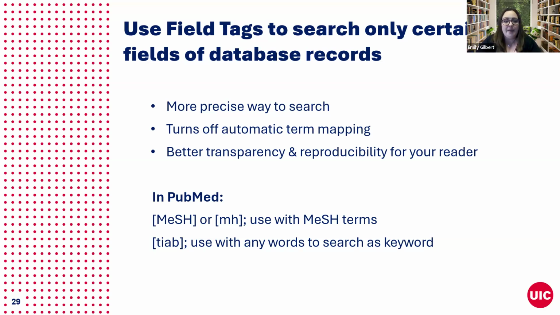And then TIAB, if you're searching anything as a keyword, that will make sure you're searching it only in the title and abstract. If you think about why that's important, maybe you're looking for articles on cancer and there are articles that come up and they have nothing to do with cancer and you're like, how did this even get in here? Well, maybe one of the authors is affiliated with a cancer center, and that's very common and a good example of why you want to be more precise with that.